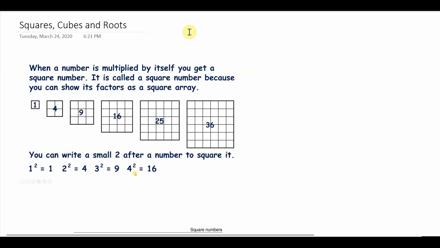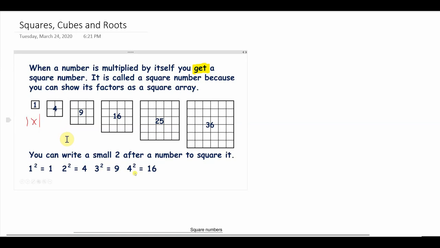So this diagram sums it up quite nicely. The important thing is it's what you get, it's the answer you get when you times a number by itself. And the reason they're called square numbers is because they make squares when you arrange them. We can't make a non-square number into a square. So the first square number is what you get when you do 1 times 1. And that would just give you 1.